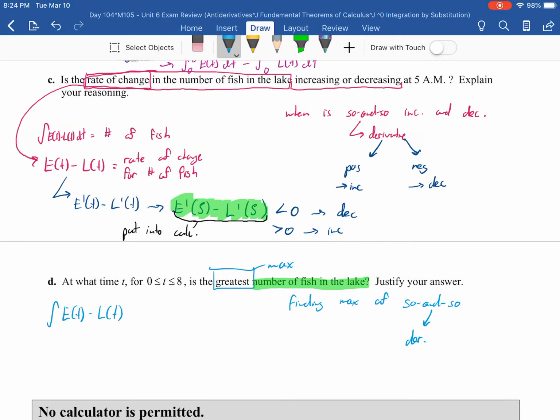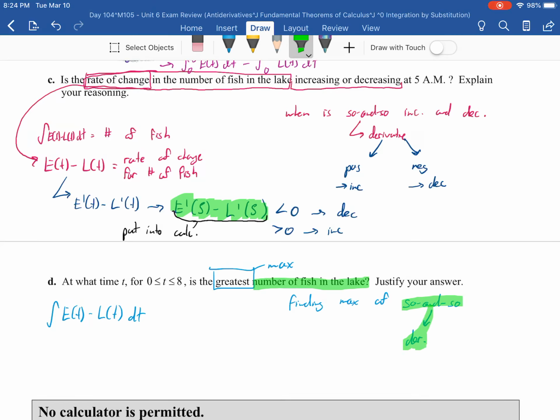Now it does give us an interval. Remember, we're not trying to find the number of fish in the lake. We're trying to find the max. So that's our so-and-so. Now, as I highlighted here, we want to find the derivative of this so-and-so.